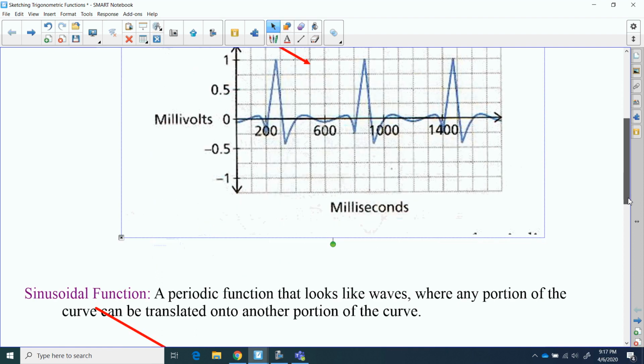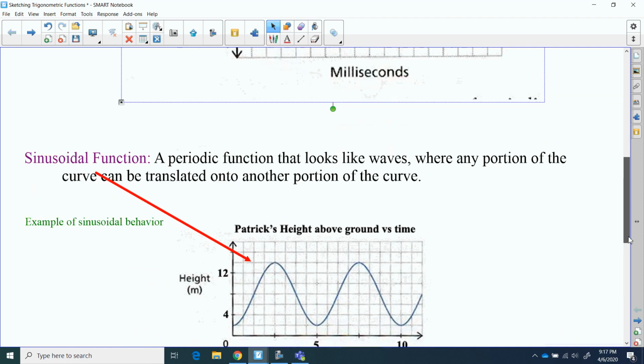If you go down here and look at a sinusoidal function, it has to be periodic, and then it will also take on the pattern of a nice smooth wave, like you see here. So it won't have those jagged corners and edges to it. It will be a nice smooth wave.